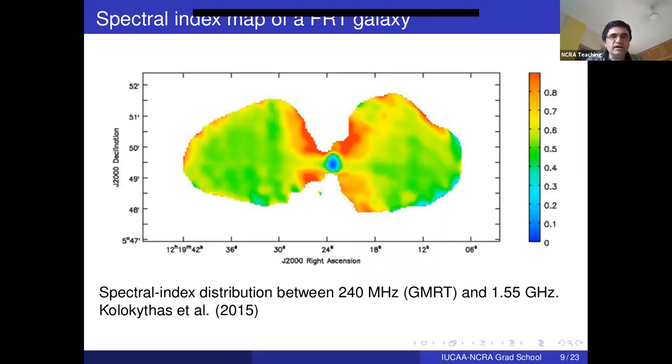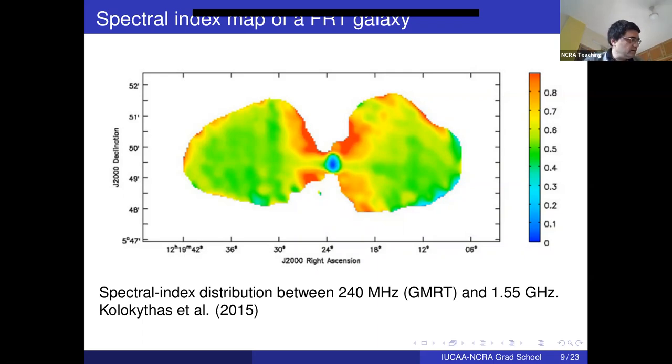Okay. So this is a spectral index map of an FR1 galaxy, which was observed with the GMRT and with the VLA. The GMRT observations were made at 240 megahertz, and the VLA observations were made at 1.55 gigahertz. This figure is taken from a paper by Kolokythas et al. 2015. Konstantin was a postdoc at IUCAA some years ago, working with Somak Raychaudhury. So here is Konstantin's map of the spectral index.